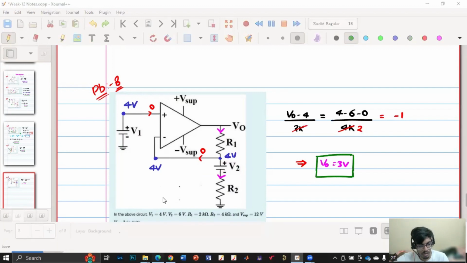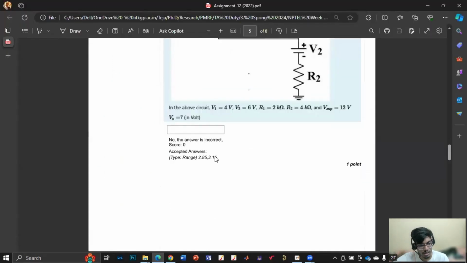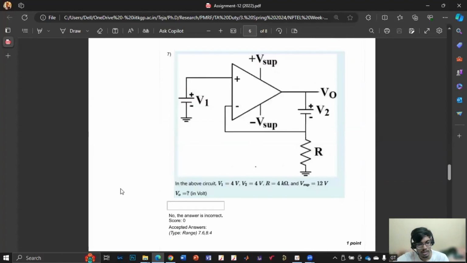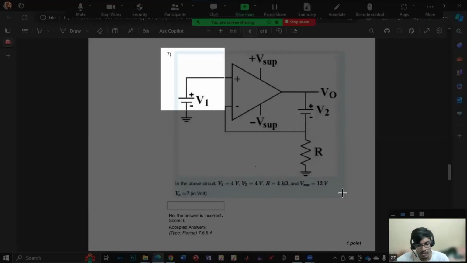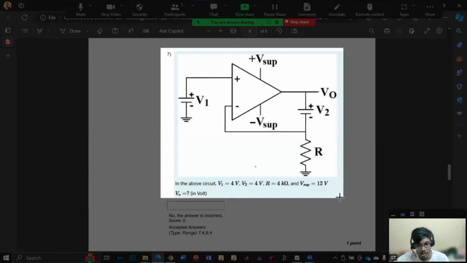So let us go and check. V naught equal to 3 volt. Yes, it is matching. It is somewhat a different question, and this is very simple, but all are in the same format.